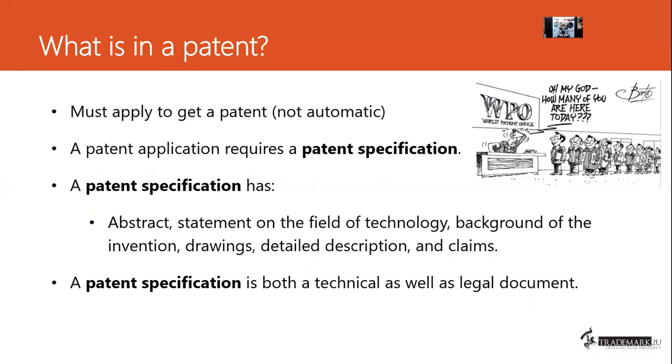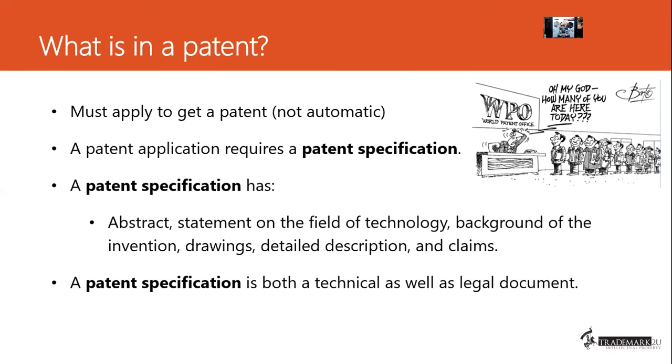Let me tell you something. You need to apply to get a patent. It's not free for you, okay? It doesn't come automatically, like the subsidies given by the governments, all right? So you need to apply for it and you need to fight for it, all right? So when you make a patent application, you need a patent specification. A patent specification normally consists of abstract, statement, background, drawings, detailed description, claims, et cetera, et cetera.